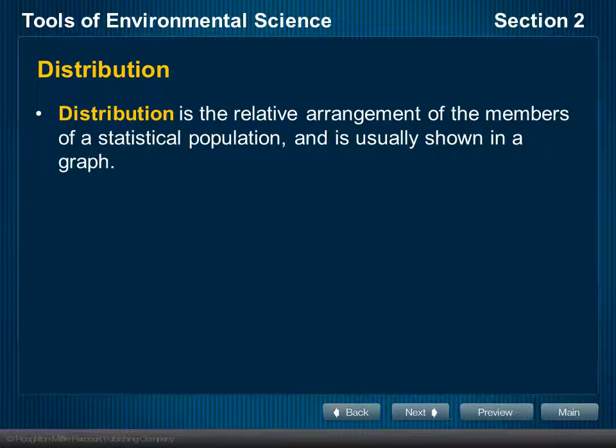Distribution is the next. Distribution is the relative arrangement of the members of a statistical population. It's shown in a graph. So where does everybody fall? If we wanted to show the distribution of the 100 guys again at 14 of their heights, we would plot each individual height on a graph.